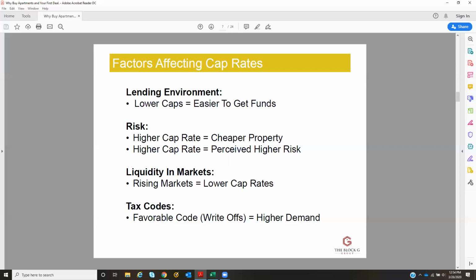That's okay. So don't get stuck on, oh, I have to buy it at a certain cap rate. Just understand that the cap rate is in this equation. And also the tax codes lend to favorable conditions, which we have currently, that favor real estate investors. So again, the higher the demand, right?